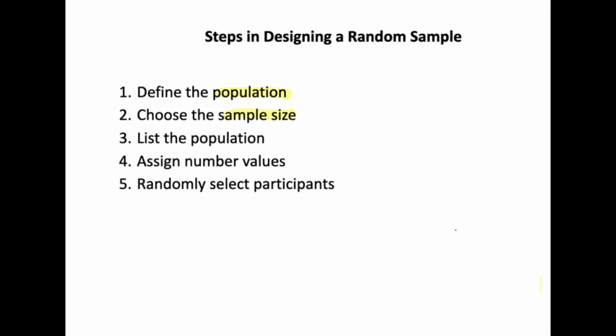After you choose the sample size, you need to list the population out. Once you list out the population, you're going to assign number values to everybody inside the population. This is so that you can use the numbers to randomly select participants for your survey. When we randomly select participants, one thing you can use is something called a random number generator. You can also use something called a random lottery. Once you have your participants randomly selected, then you can conduct your survey.